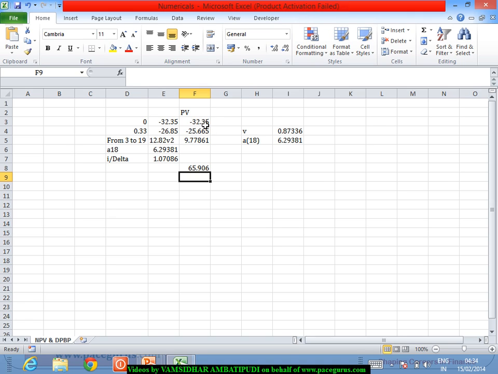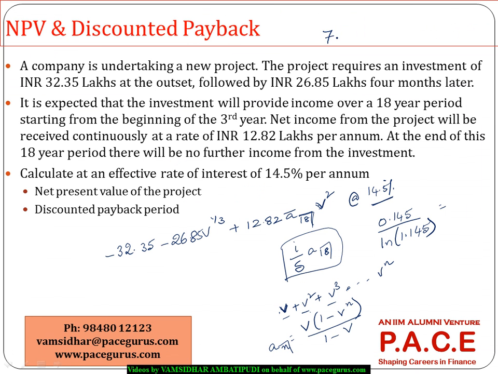And what about my outflows? The present value of my outflows is somewhere around 58. So based on this, the NPV is basically the excess of the present value of inflows over the outflows. It is giving me 7.83 lakhs, and since it is positive, I say that this particular project is profitable. That is the way I can find out the NPV of the project.